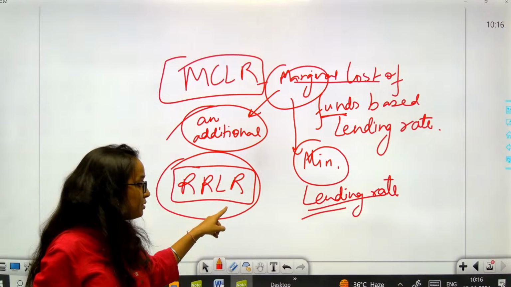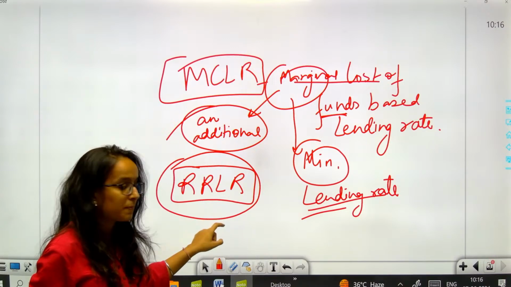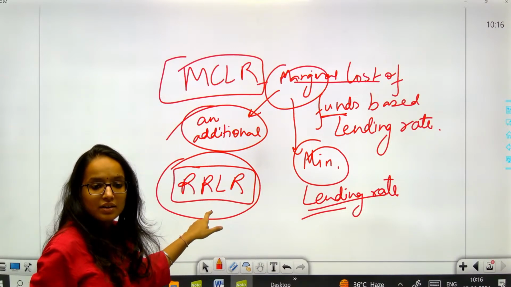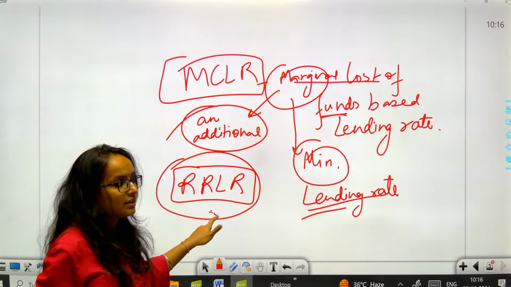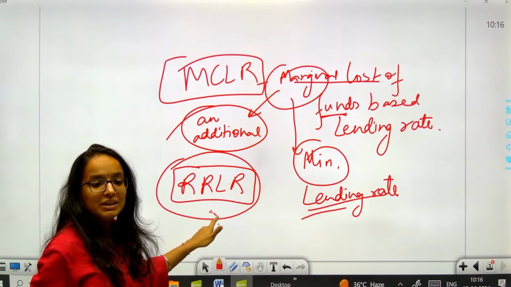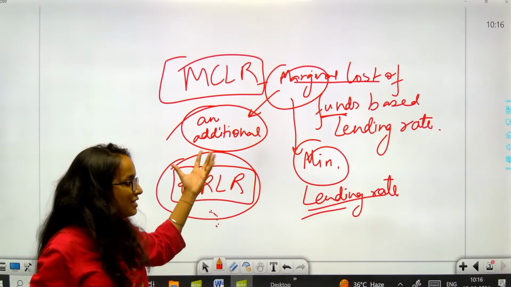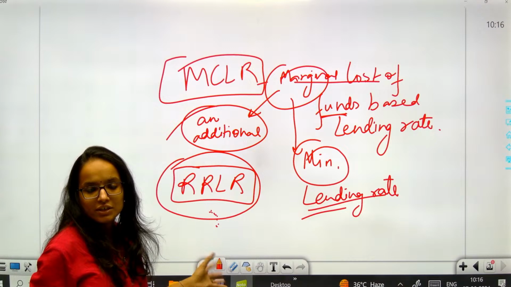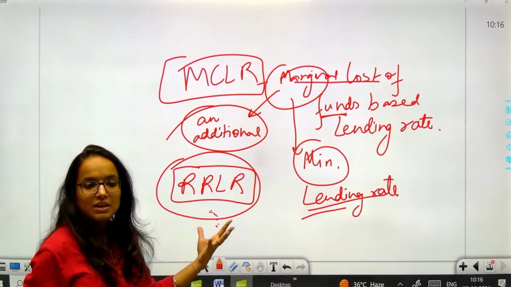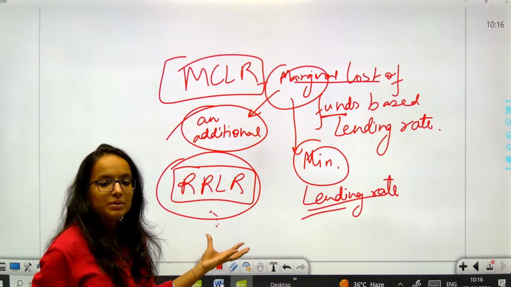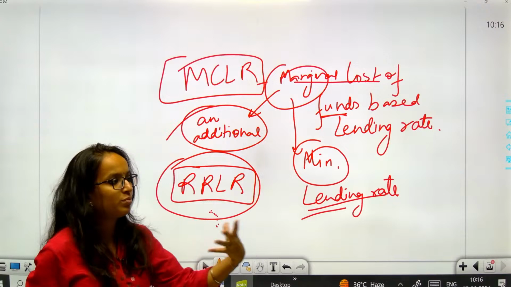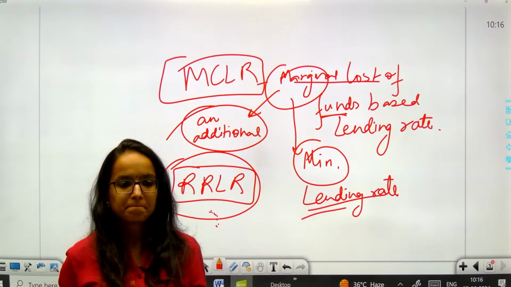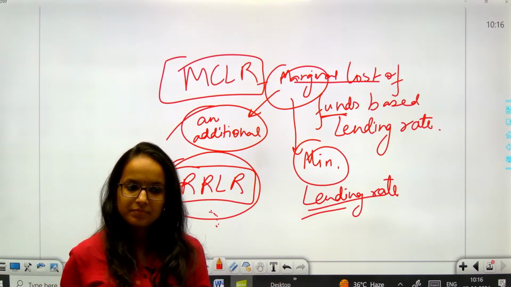So this helps in monetary transmission, if you can see, isn't it? RRLR, repo rate based lending rate. It helps in monetary transmission. Because directly lending rate is related to your repo rate. Whatever the decision of the monetary policy committee is regarding repo, that would be transferred to the public. Isn't it?